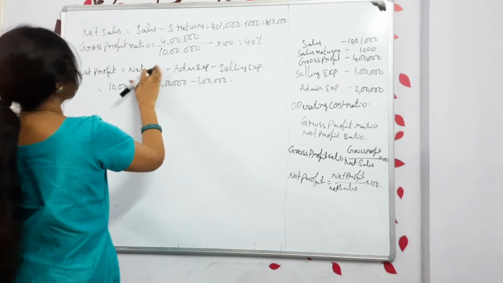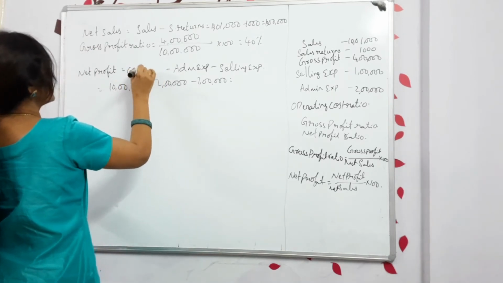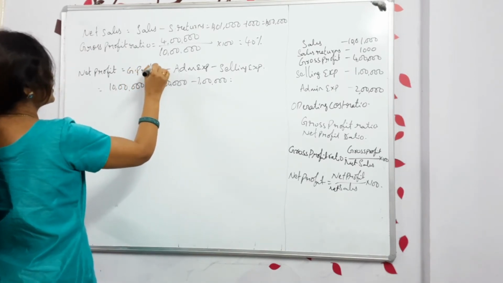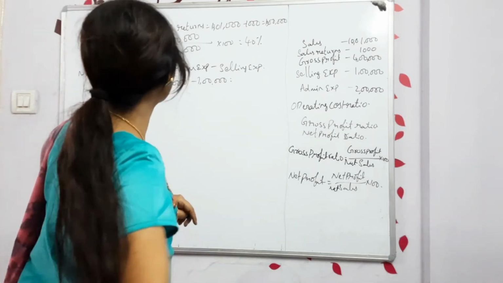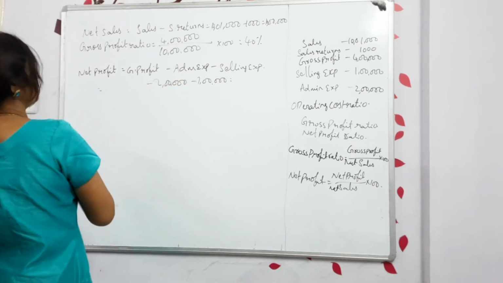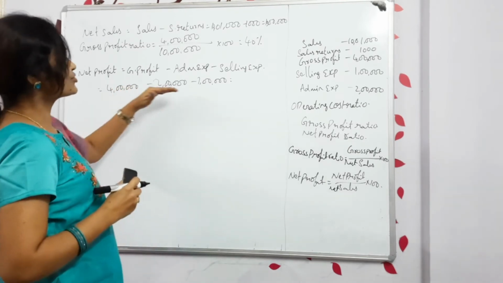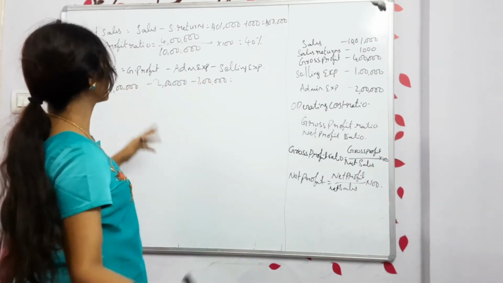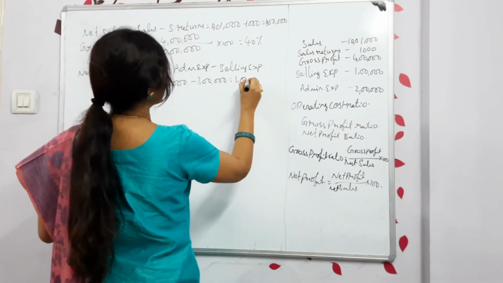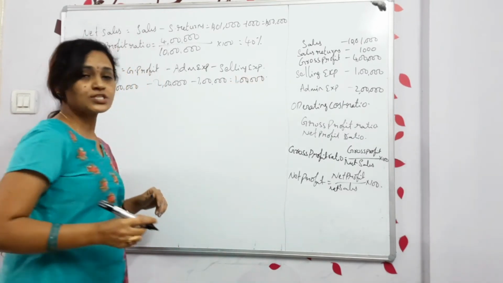Sorry, not net sales. It is gross profit, no? Last question we have subtracted from gross profit. What is gross profit? Gross profit is 4 lakhs. 4 lakh minus 2 lakh minus 1 lakh, you got 1 lakh. 4 lakh minus 3 lakh, you got 1 lakh.